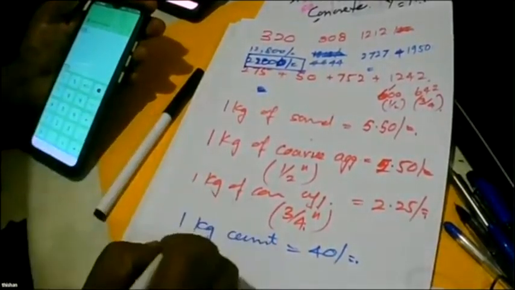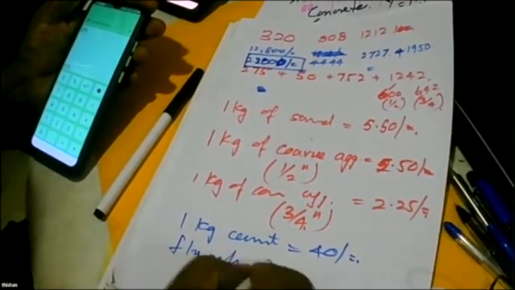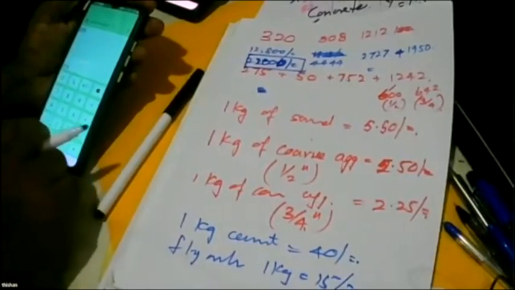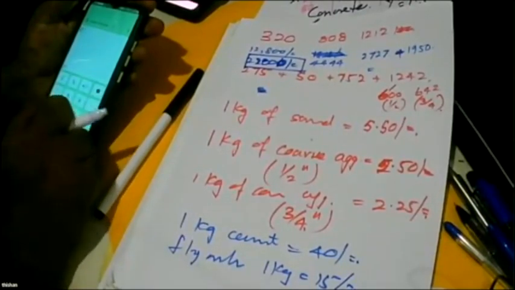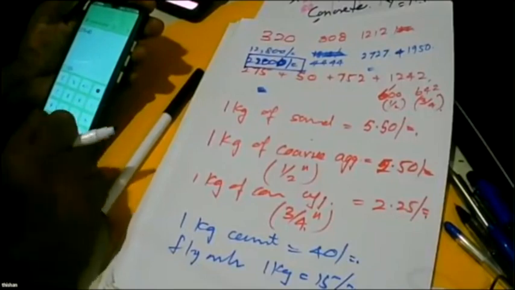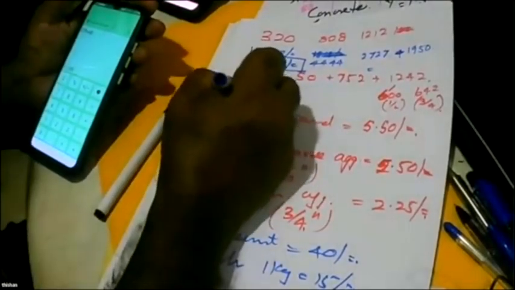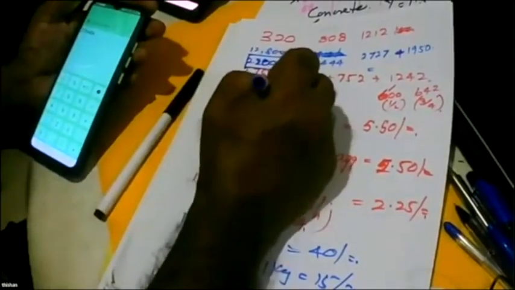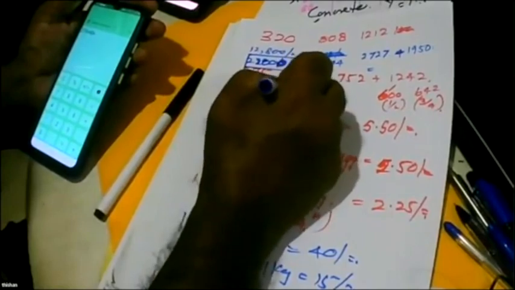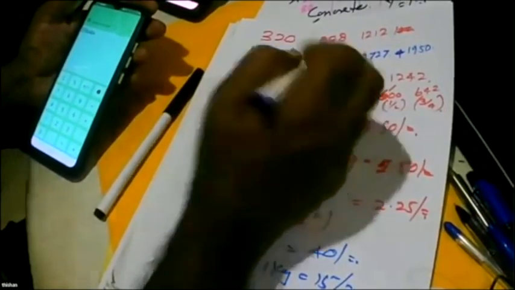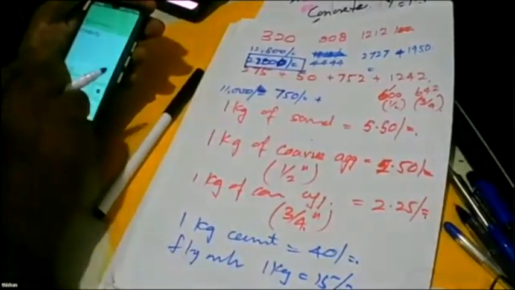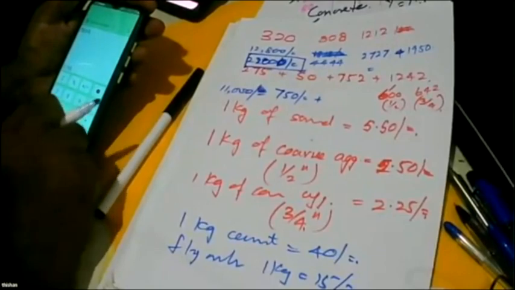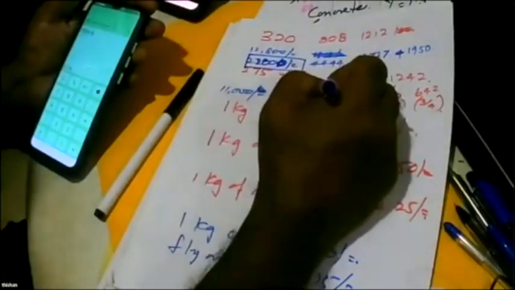275 fly ash. 1 kilogram is 15 rupees. So 275 multiplied by 40, 11,000, plus 50 multiplied by 15, 750, plus 752 multiplied by 550, 4136.